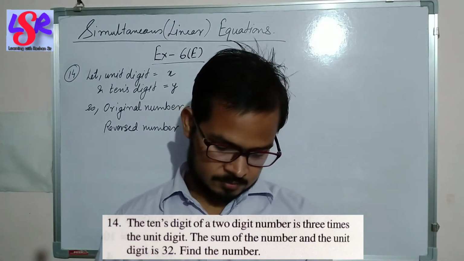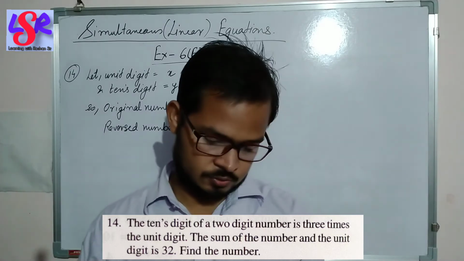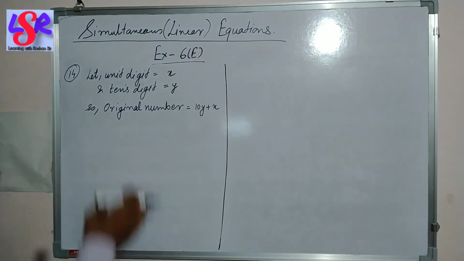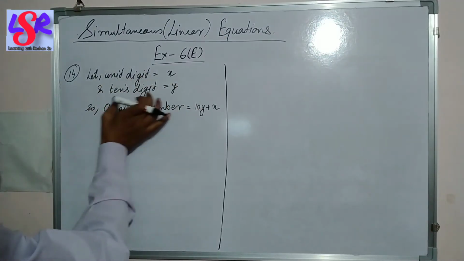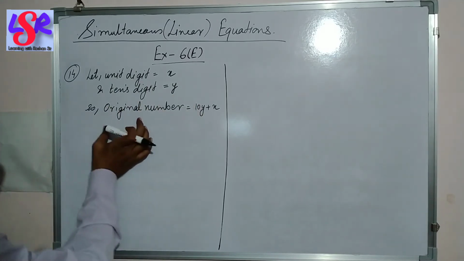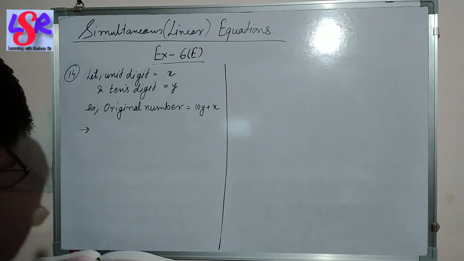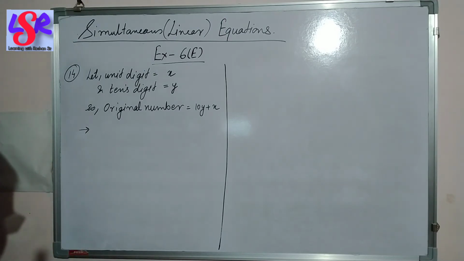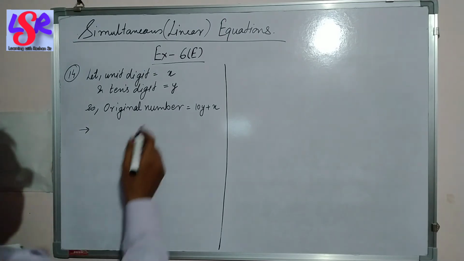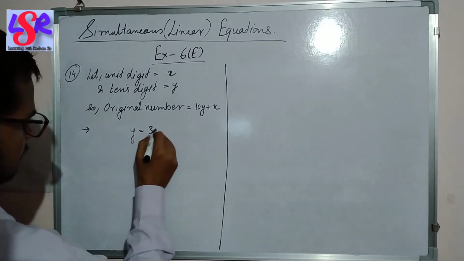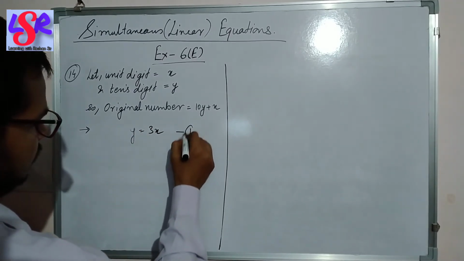The sum of the number and its unit digit is 32. Find the number. Let the unit digit be x and the tens digit be y. So the original number is 10y plus x. Now for the first equation, the tens digit of the two-digit number is 3 times the unit digit. That is y equals 3x. And this is your first equation.